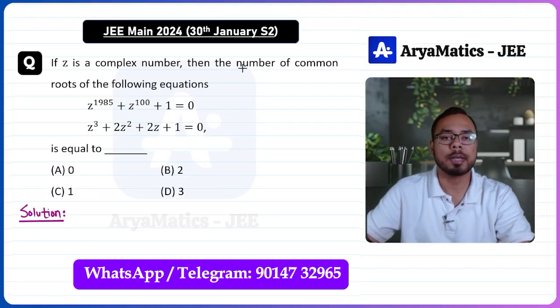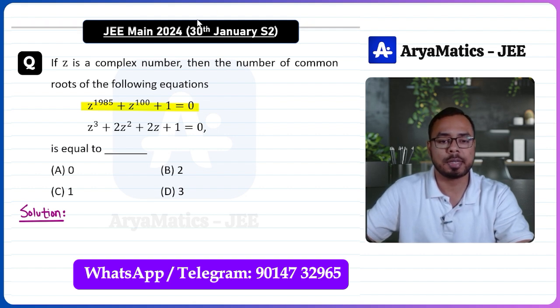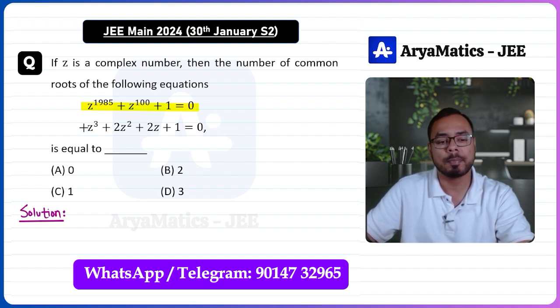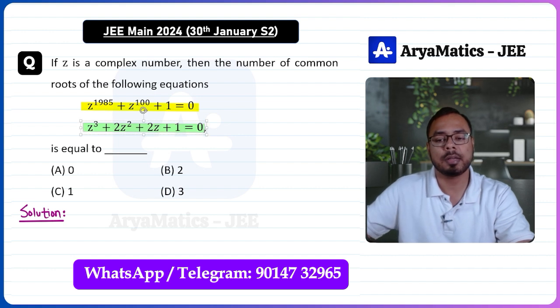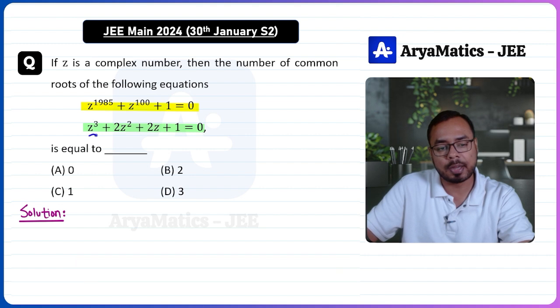If z is a complex number, then we have to find the number of common roots between these two equations. Now, this is a problem from Sinhgese and it was asked in JEE Main 2024. And here basically, in order to find the number of common roots, first we'll solve this second equation.